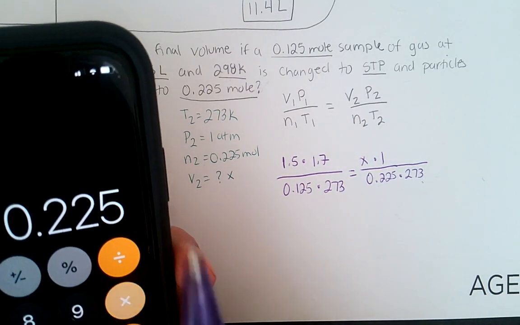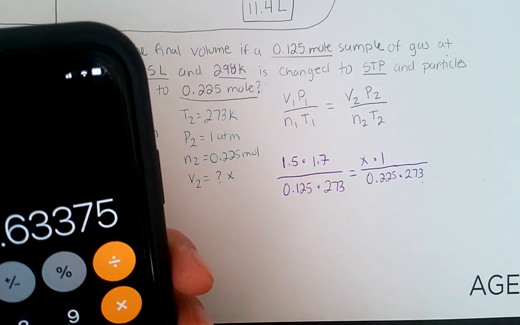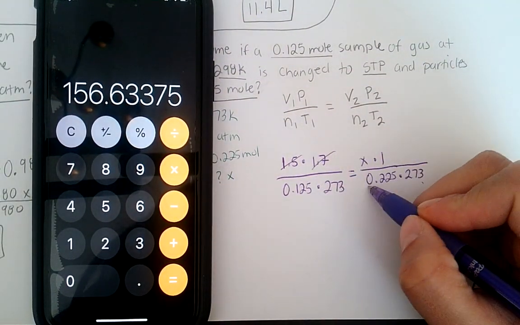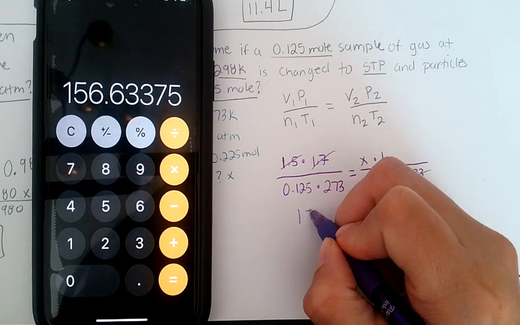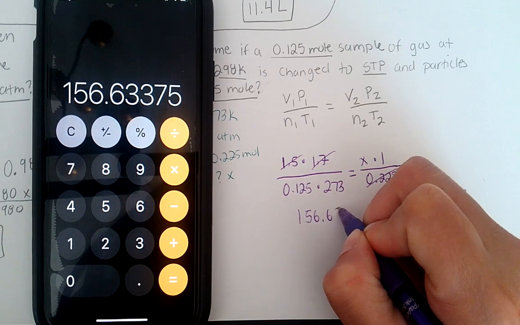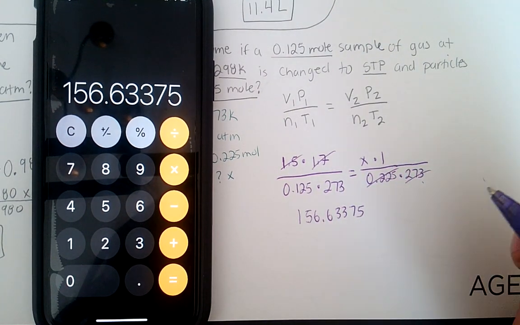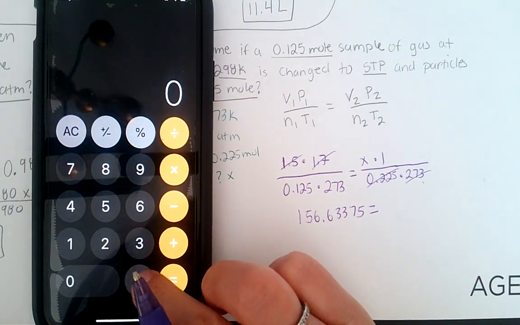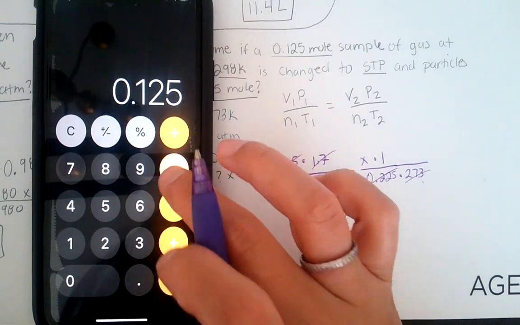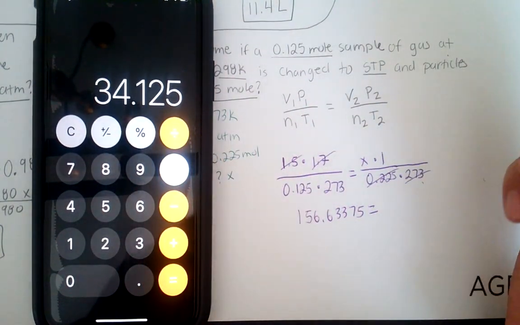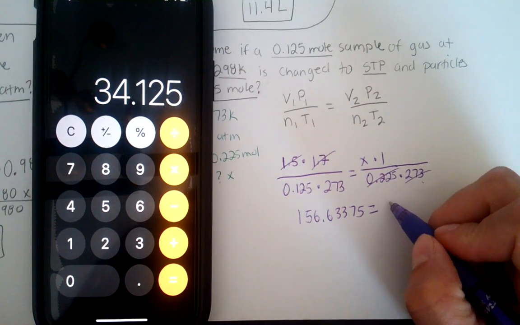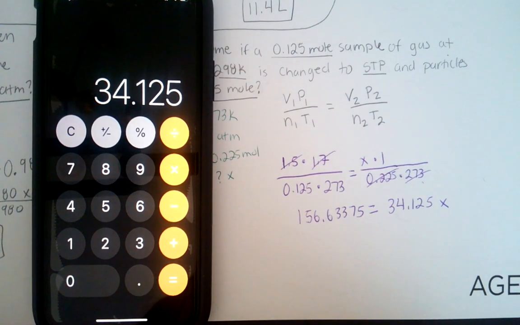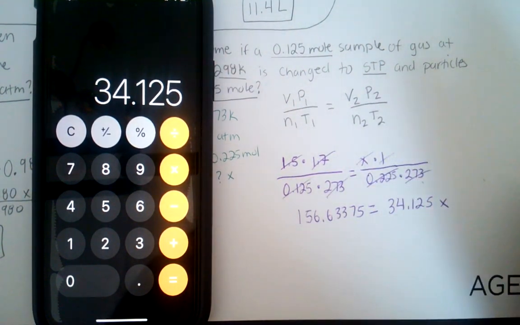0.225 times 273. Okay, so I'm going to write this whole number down because I want to keep track of all this. So I multiplied this, this, this, and that. So that was 156.63375. Okay, and that's going to be equal to whatever we multiply here. So we're going to multiply 0.125 times 273 times X, there's nothing we can do there, times 1, which is going to be equal to 34.125X. All right, so we multiplied this, this, this, and that. We got rid of everything.